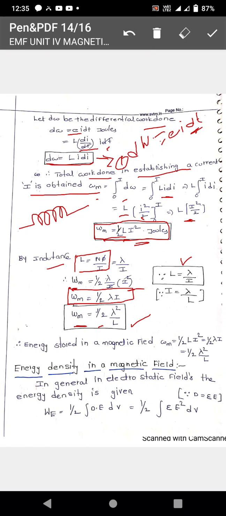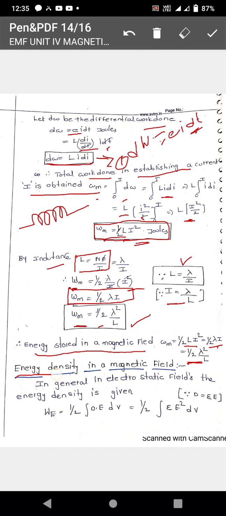Lambda square by L we can write. Since I equal to lambda by L, we can substitute. Therefore, energy stored in magnetic field equal to half L I square, or half lambda I, or 1 by 2 lambda square by L.